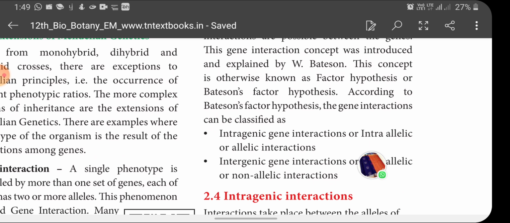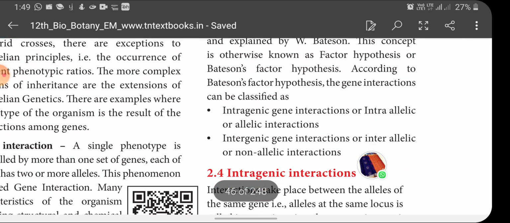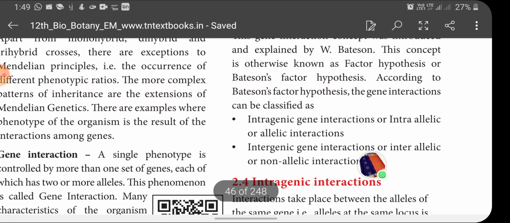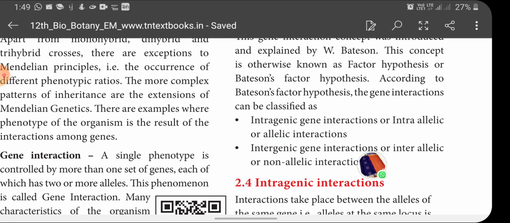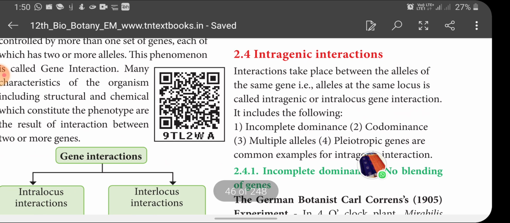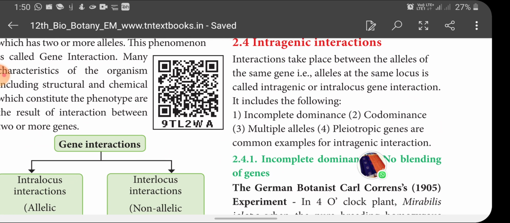According to Bateson's factor hypothesis, gene interaction can be classified as intragenic or intraallelic or allelic interaction, and another one is intergenic or interallelic or non-allelic interaction. The intragenic interaction was first discovered and explained by W. Bateson. Hence, it is also called Bateson's factor hypothesis, or the factor hypothesis. And there are two main types in that. Let's enter into the intragenic interaction.